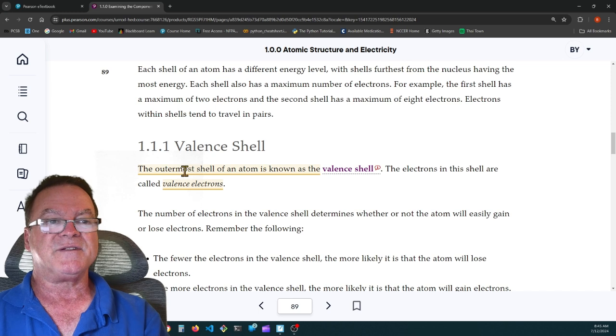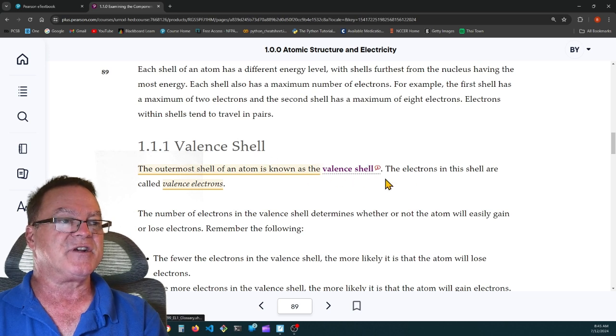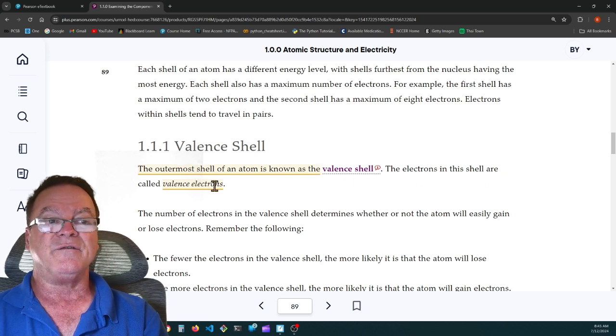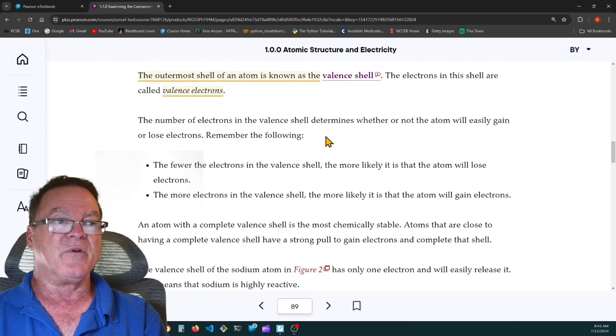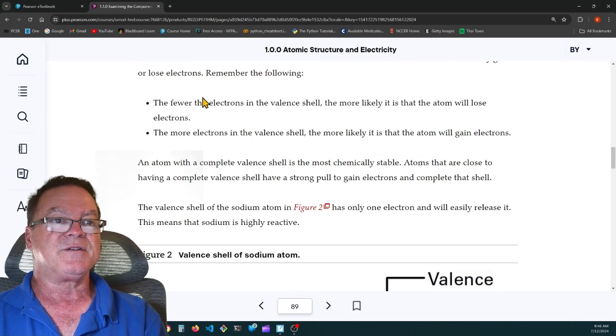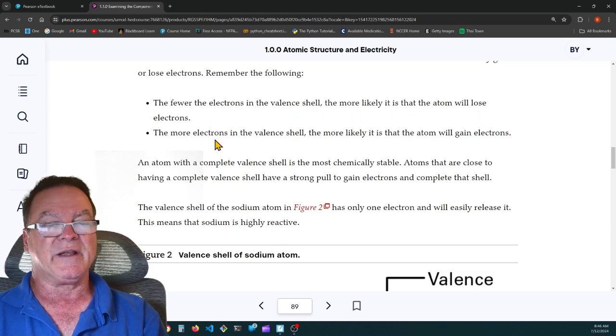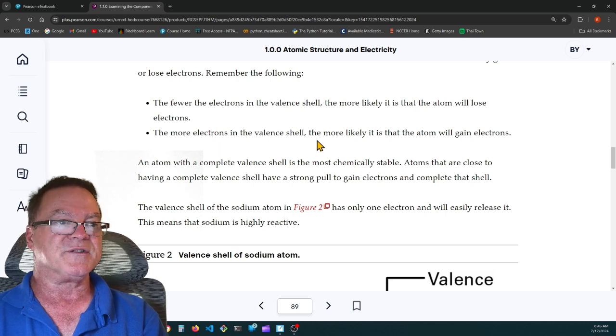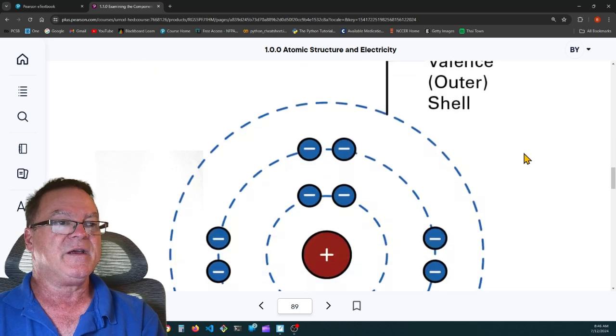The valence shell is the outermost shell of an atom. That's a highlight. So the outermost shell of an atom, known as the valence shell, the electrons in this shell are called valence electrons. The number of electrons in the valence shell determines whether or not the atom will easily gain or lose electrons. So it says, remember the following: the fewer electrons in the valence shell, the more likely it is that the atom will lose electrons. The more electrons in the valence shell, the more likely it is that the atom will gain electrons.